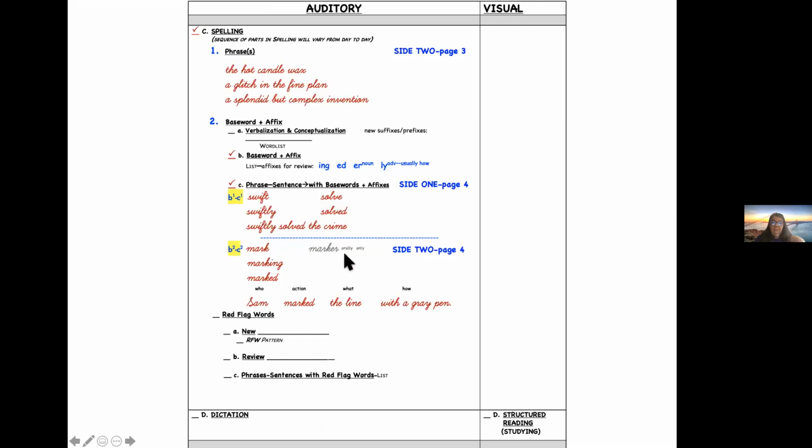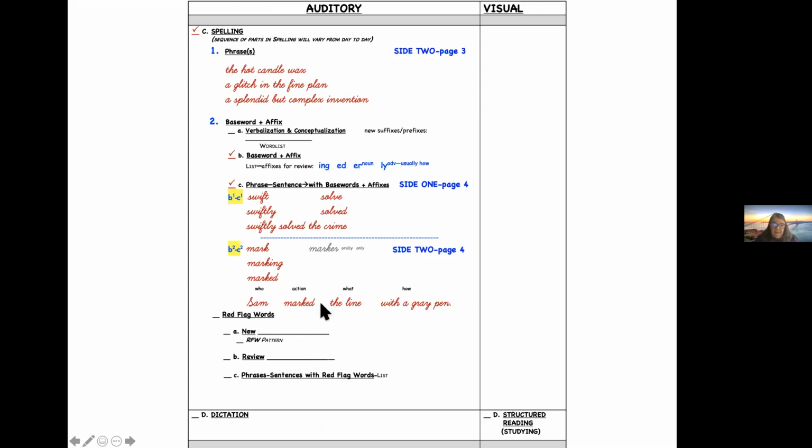I could have them, what can you do to change mark into something that marks? Marker. What suffix did you add to change it? I add the suffix ER. It's a suffix that makes a base word name the doer. You do that in the air, and then you go right on with what you're doing, and this time you add ING, but they write it on paper. This time they write ED and they write it on paper. And then you've got a sentence. Sam marked the line with a gray pen.